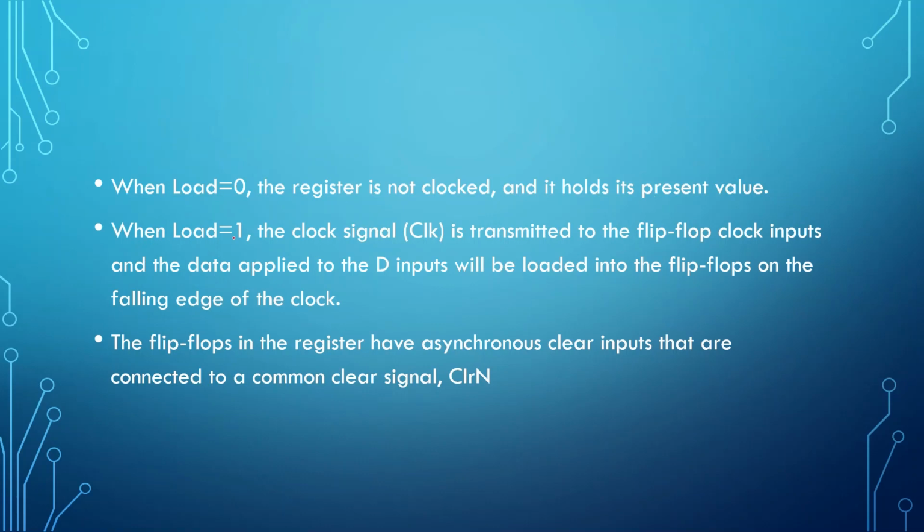When load is equal to 1, the clock signal is transmitted to the flip-flop clock inputs and the data applied at the D inputs will be loaded to the flip-flop, which means that if new data has to be loaded, load signal should be given, clock signal should be given. The flip-flops in the registers have asynchronous clear inputs that are connected to the clear signal. This also has been explained.